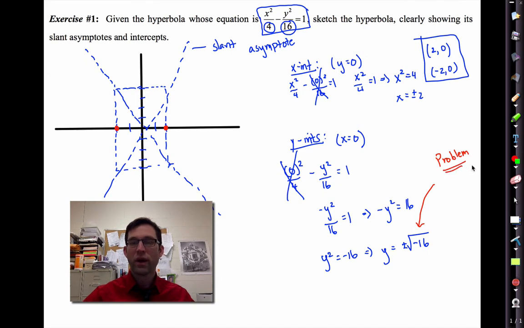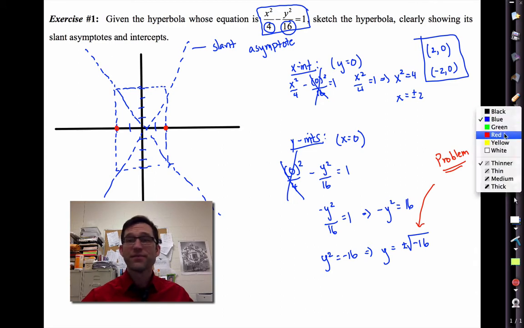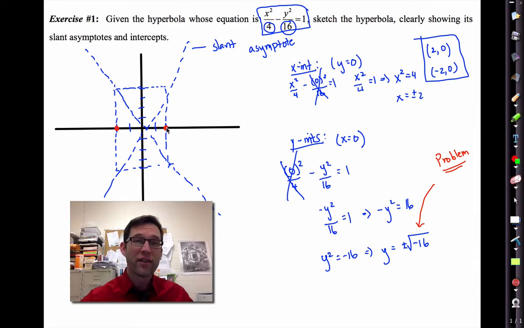Not a problem as in one I want to solve, that's a problem. It means that the y-intercepts are actually imaginary numbers, which means I can't plot them. Literally, I have no y-intercepts. But we can actually use that to our advantage because that means all I have are x-intercepts, and that means I can plot the hyperbola now.